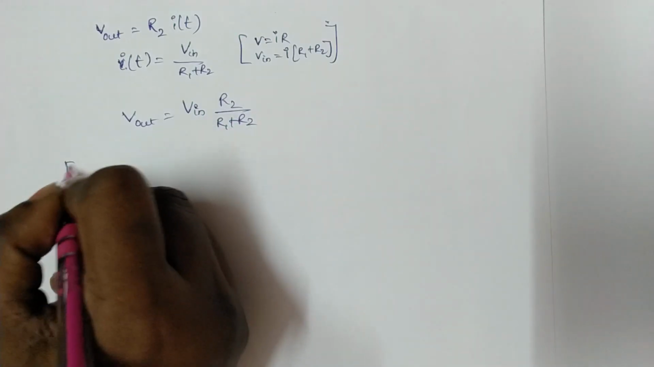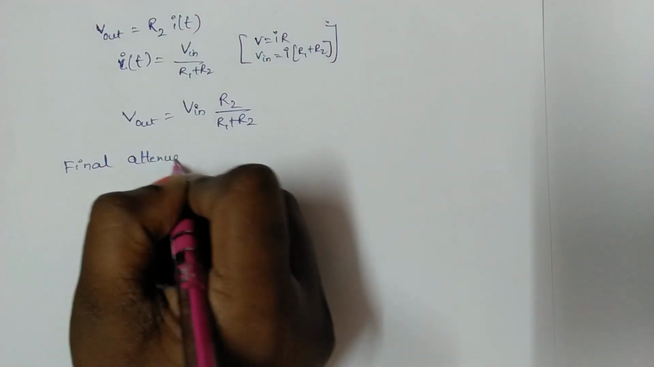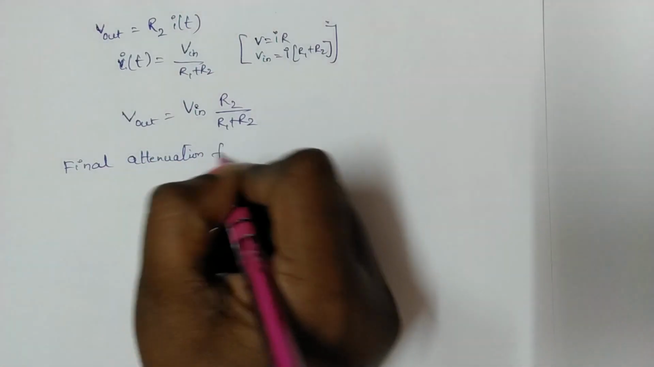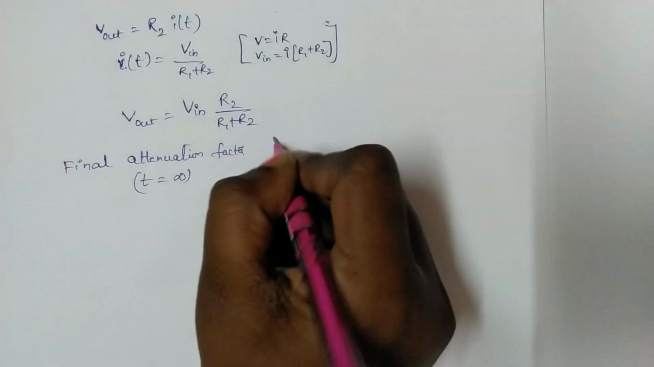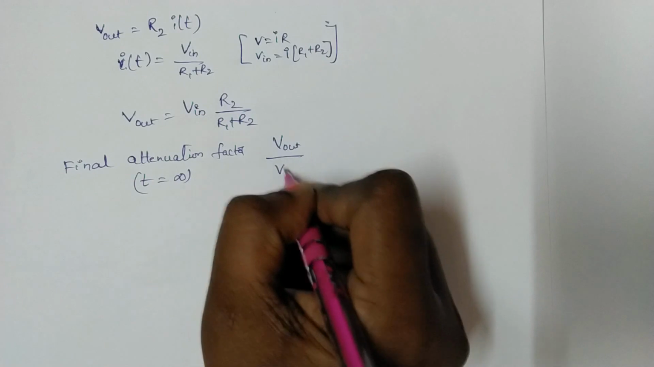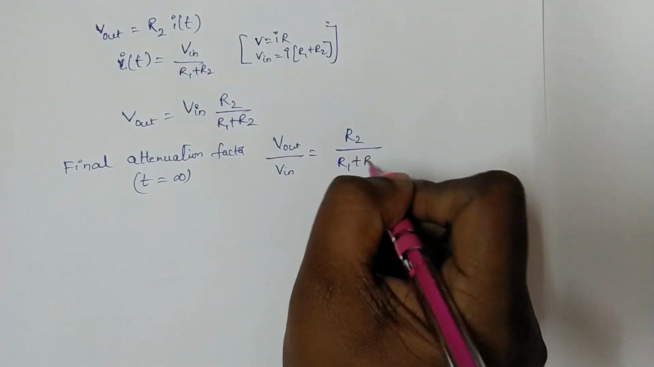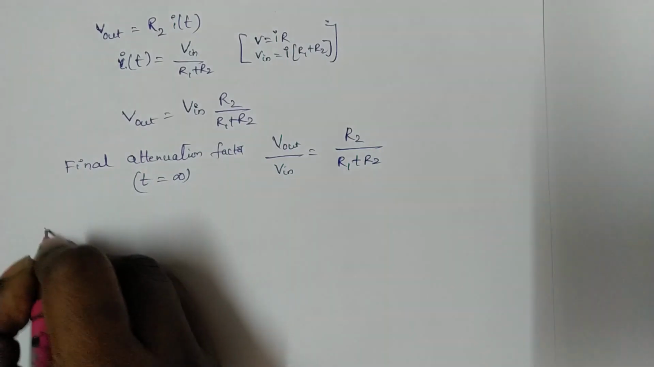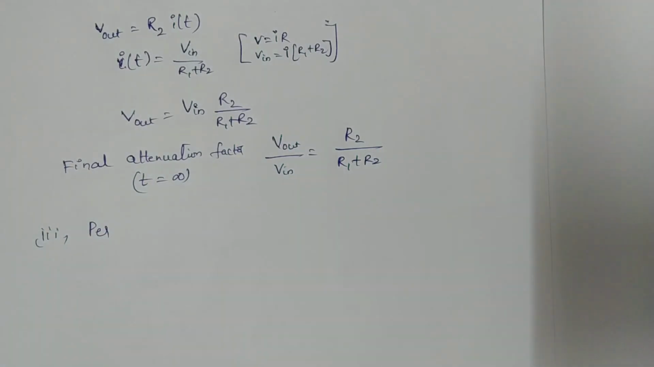Now we have to find the final attenuation factor. The final attenuation factor, at t equal to infinity, V output by V input equals R2 by R1 plus R2. For getting perfect compensation, we have to prove that the perfect compensation attenuation condition is R1 C1 equal to R2 C2. We have to prove that.